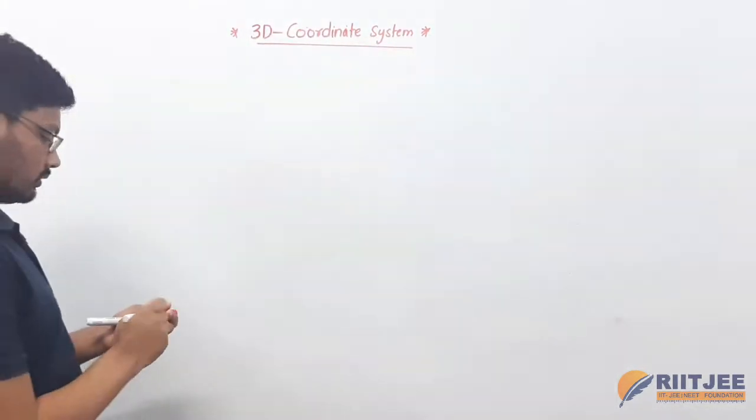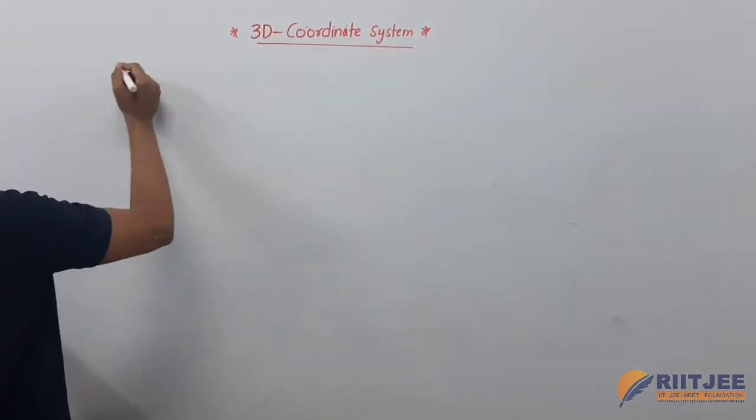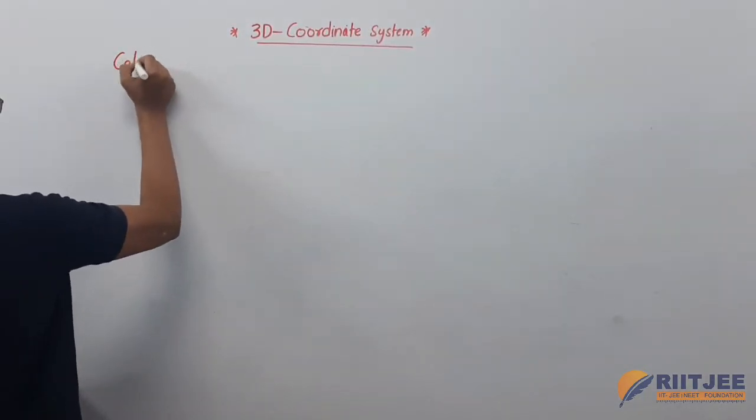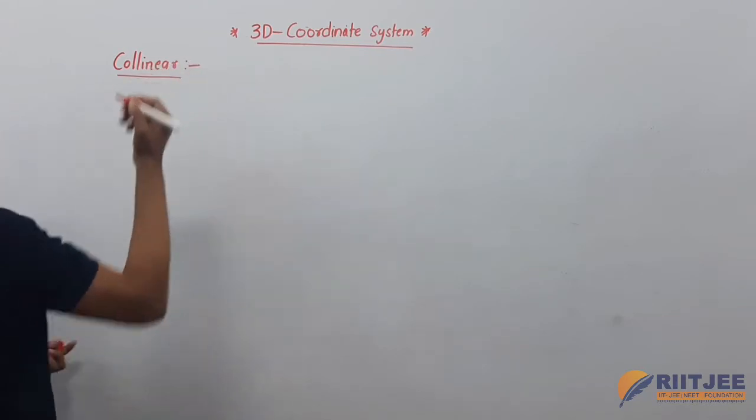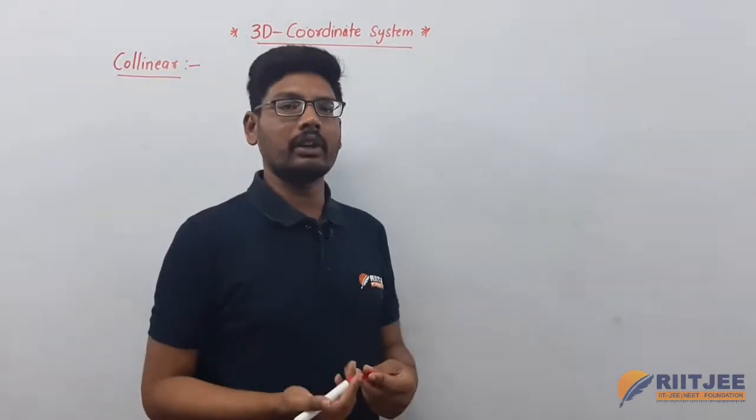And the next topic is centroid. And the first one I am taking is collinear. The next topic is collinear. What is meant by collinear? First of all, what is meant by collinear?